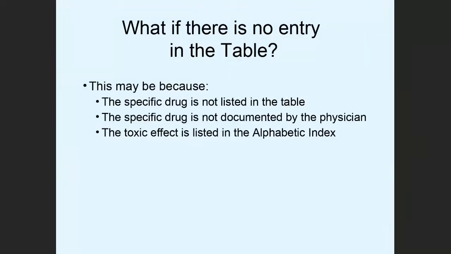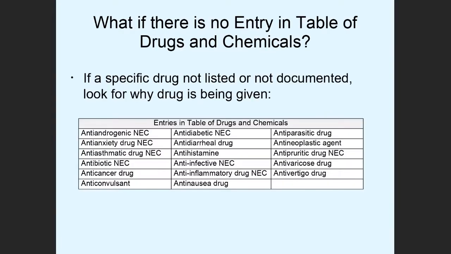Okay, what if there is no entry in the table? This might be because the specific drug is not listed, the specific drug is not documented by the patient, or it's a toxic effect that is listed in the alphabetic index instead of the table of drugs. What if there is no entry?